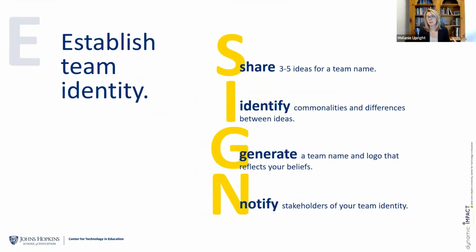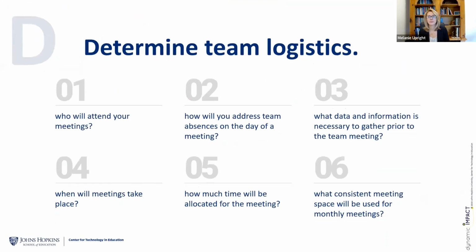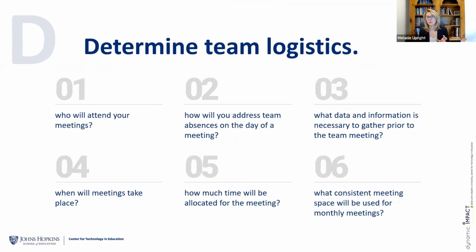Then they establish a team identity. They do this through using a system that we've identified to walk through creating that team identity. Finally, the D, determine team logistics. This is really key, right? A lot of times teams stumble because they have not really defined what is the way we're going to work. Who's going to attend the meetings? Where are they going to be? What are the dates and the time? What are other factors that we have to remember about the logistics here?